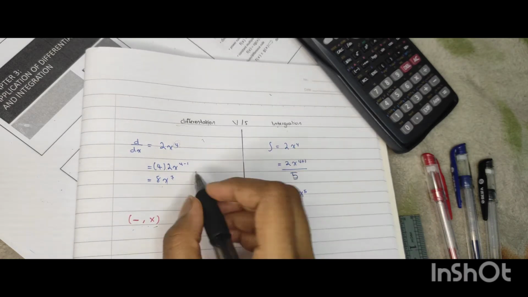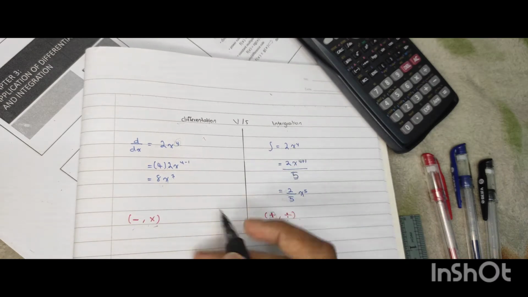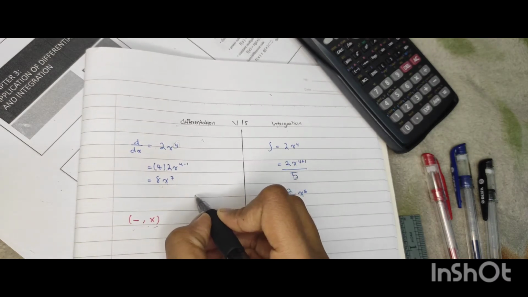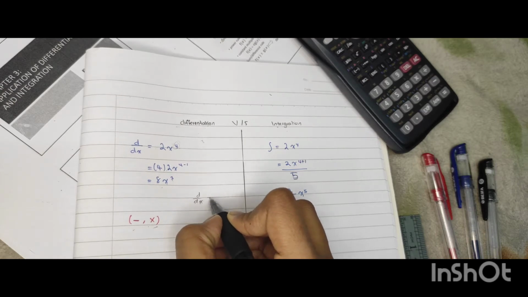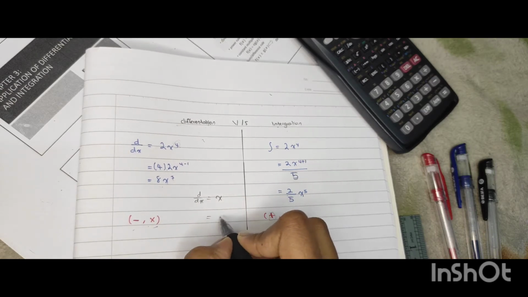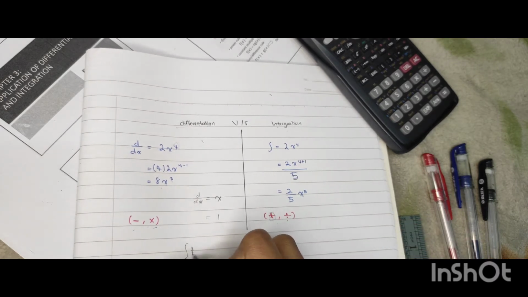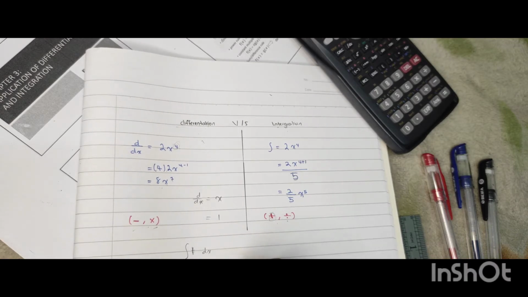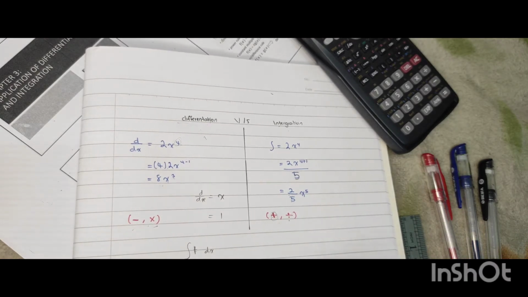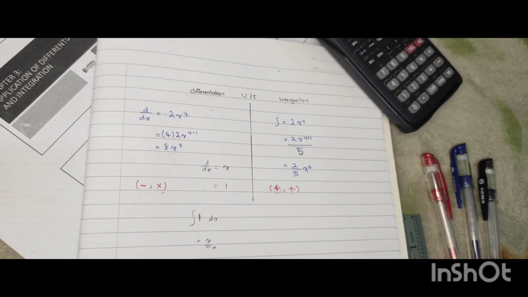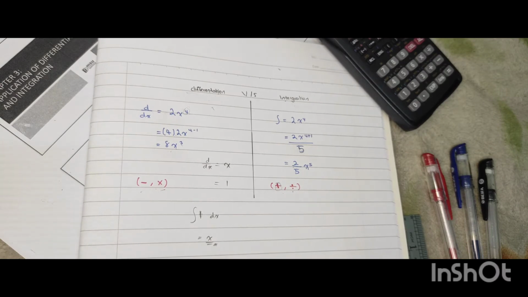Another example, which is the most important difference: if you differentiate x, the final answer will be 1, and if you integrate the 1, it will be x. So what you can see here is differentiation will eliminate the numbers or the variables, but integration will add the numbers and the variables inside. So that's the basic thing.